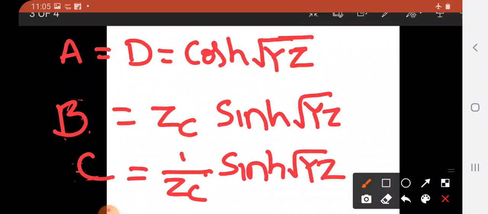Okay, now you can check the condition. A is equal to D for reciprocal. For symmetrical, in the sense AD minus BC is equal to 1. AD value is cosh square theta and BC is sinh square theta. And we know that cosh square theta minus sinh square theta is equal to 1. Okay, so hence we got this value.